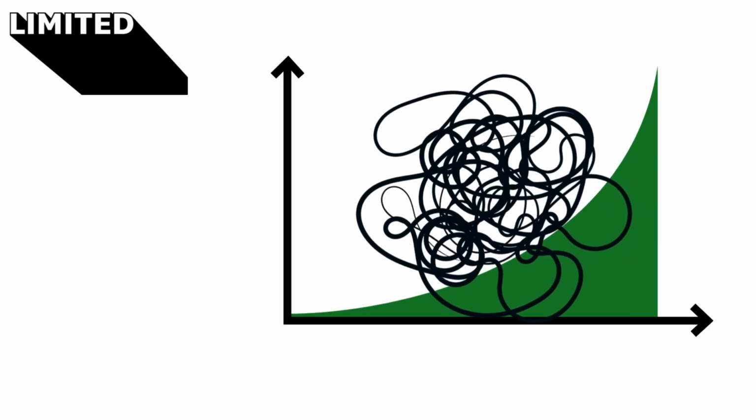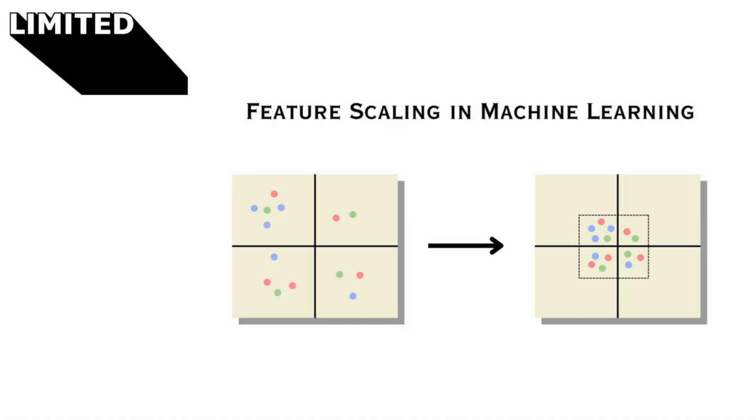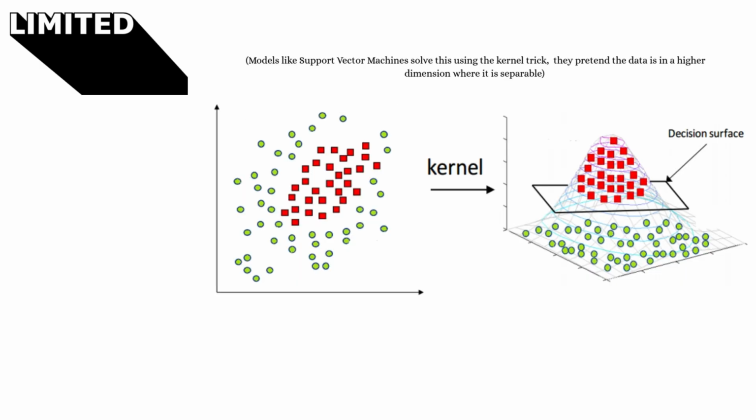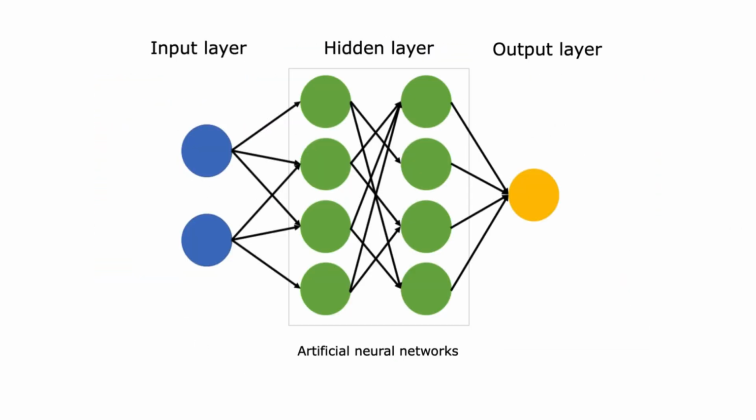The limitations are that it only captures linear relationships. If the boundary is curved or complex, logistic regression struggles. And it's sensitive to outliers. Extreme values can distort the linear score. It also needs feature scaling. Large differences in feature scales can slow or distort training. And it's not ideal for high-dimensional non-linear problems. Models like decision trees, random forests, or neural networks perform way better.